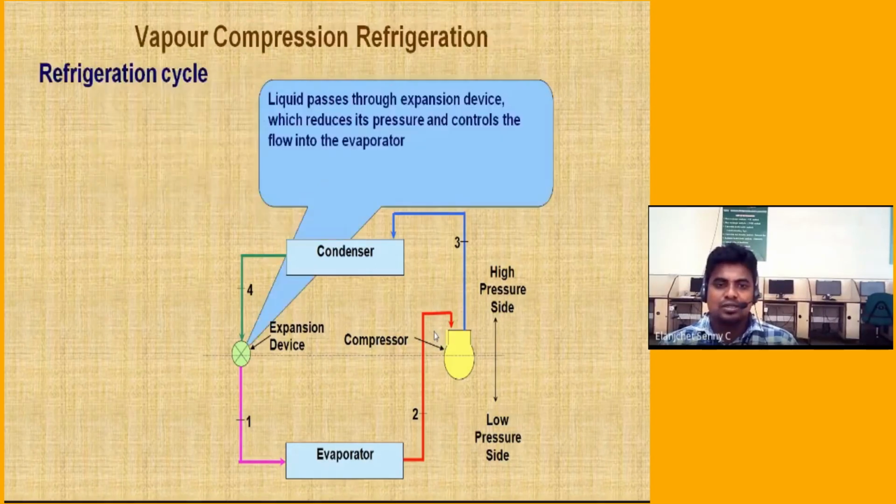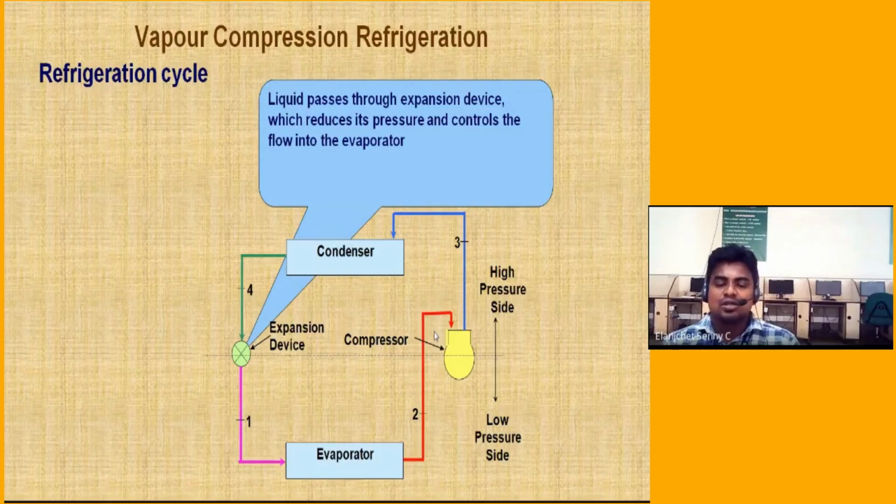Then comes the expansion valve. At the outlet of the condenser, what is the condition of the refrigerant? The refrigerant condition is high pressure liquid. That high pressure liquid refrigerant is given to the expansion valve. When it passes through the expansion valve, its pressure reduces. What is the value of the reduction of pressure? The pressure reduction will be equal to the evaporator pressure.